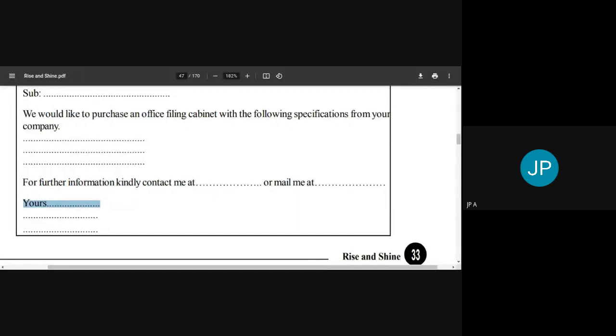And we have to remember that in all these complimentary clauses, we do not put an apostrophe after yours. We don't put an apostrophe. But there is a comma after writing the complimentary clause. And below the complimentary clause we have the signature, and below the signature we have the name.